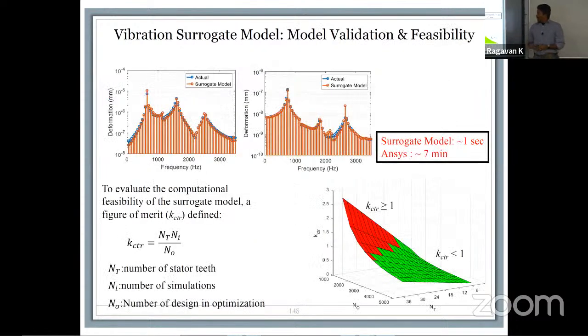So when you look at this, like I had said before as well, we need to know whether or not our system was successful. So we defined a figure of merit called K control, and the idea is we looked at different values for NT and NO. That's the number of teeth and the number of designs in optimization. So we looked at that, and we identified NI, which is essentially the number of simulations. We identified that to be 75.